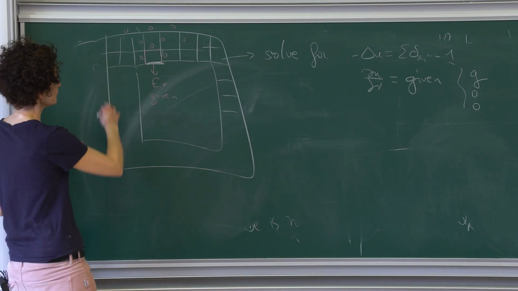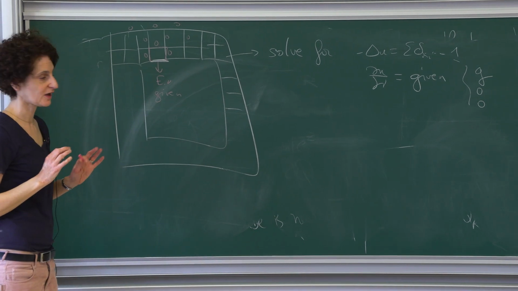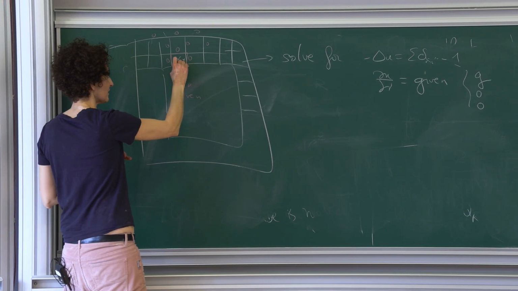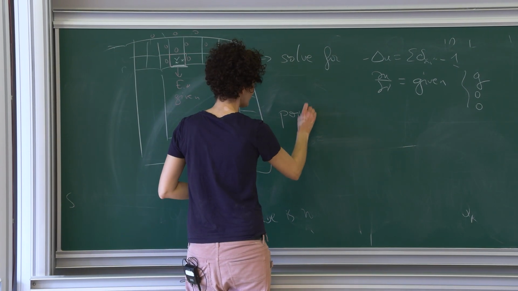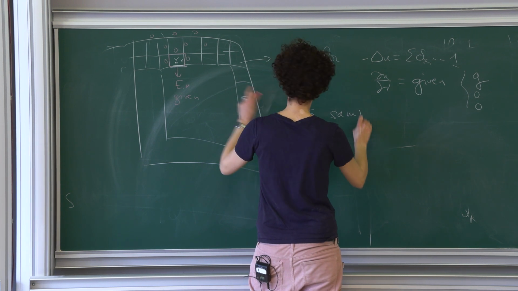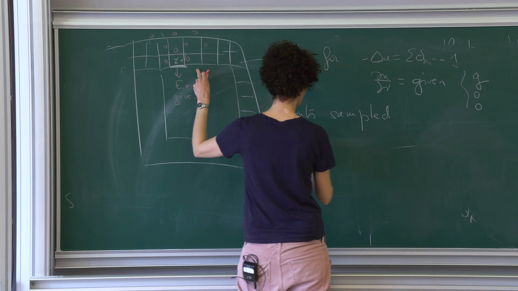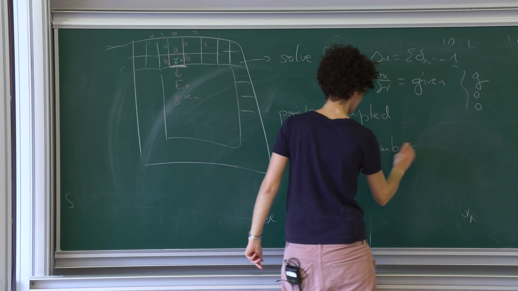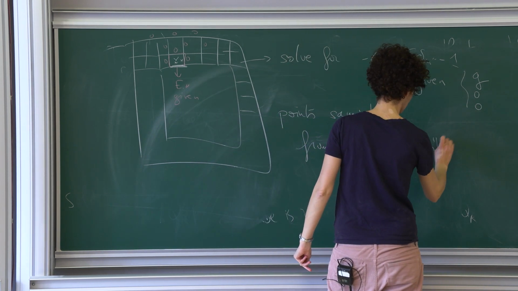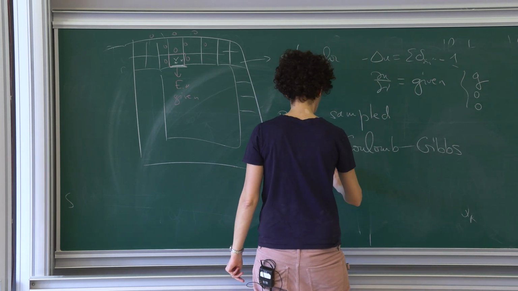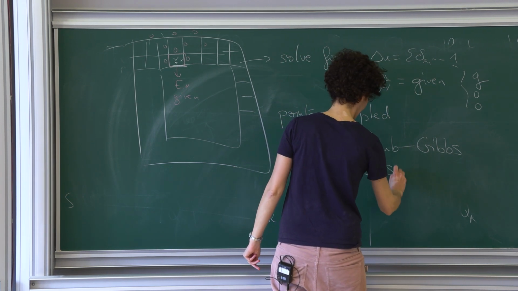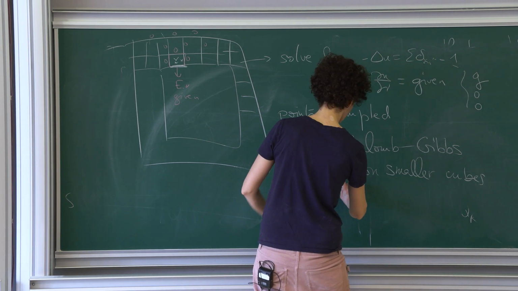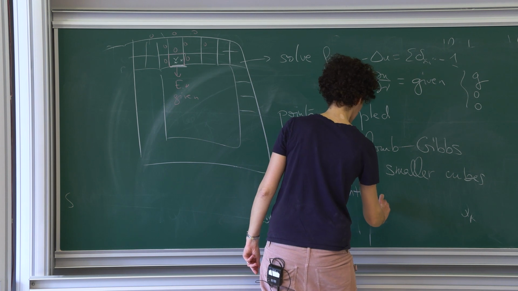And then you want to compute how much energy these configurations have. And so what you plug in here for the points, you want them to be sampled from a Gibbs measure in those smaller cubes. So from a Coulomb Gibbs measure on smaller cubes with appropriate Neumann data.